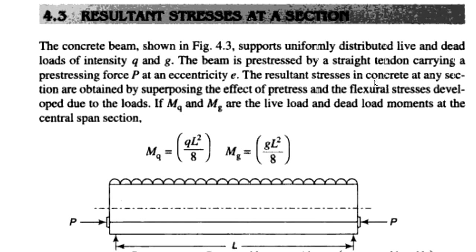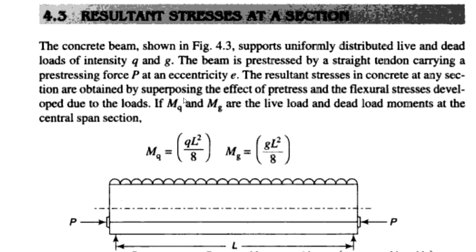The resultant stress in concrete at any section is obtained by superposing the effects. Superposing means the effect of this particular pre-stressing force, plus the effect of this eccentricity, plus the effect of the externally applied live load and the effect of the self weight. So if we combine using the principle of superposition, which I hope you know, we can produce the final effect. So by superposing the effects of pre-stress and the flexural stresses due to the loads, we are going to get the final resultant stresses.